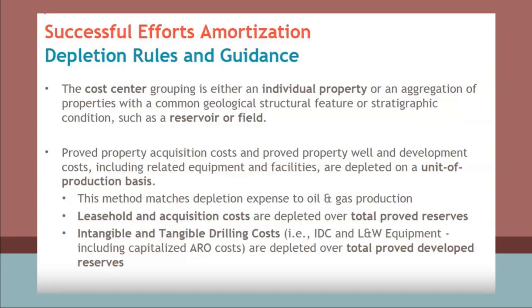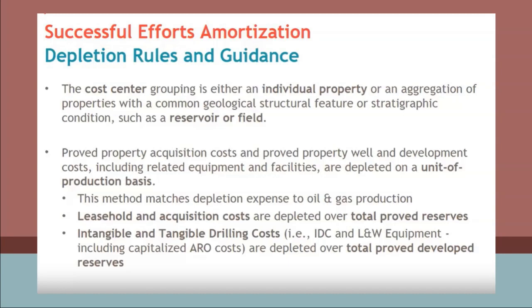As far as the proved property acquisition costs and proved property well and development costs, which include the related equipment and facilities, these are depleted on a unit of production basis. That's pretty similar to the full cost method. This method matches depletion expense to oil and gas production, so the expense matches with the actual production period.